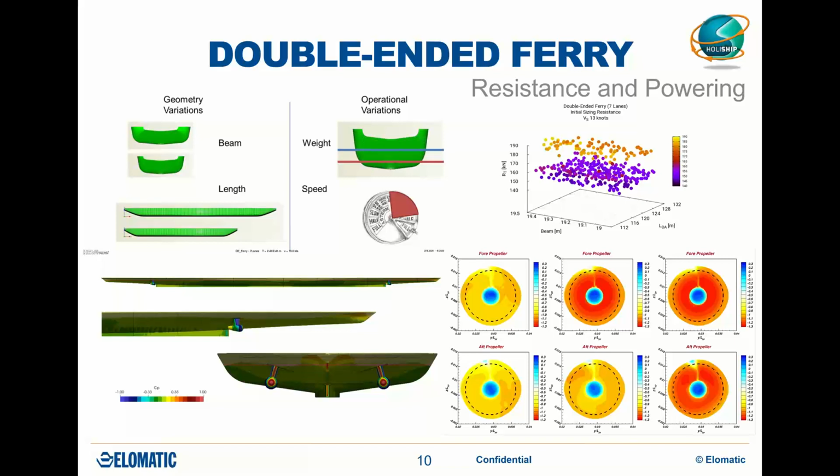The obtained resistance was transferred to CAESES in the form of a response surface model, where it was used to calculate the electricity consumption of batteries. And this was again used to obtain operational expenditure. So in the upper right corner, you can see the response surface model, where we have beam and length as parameters and resistance as a response.